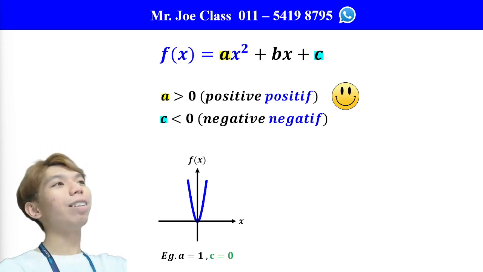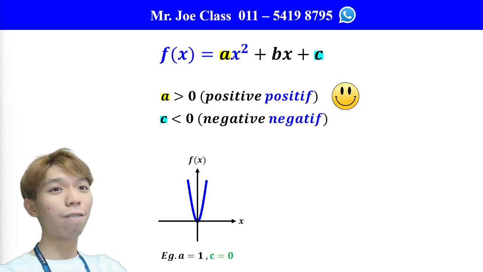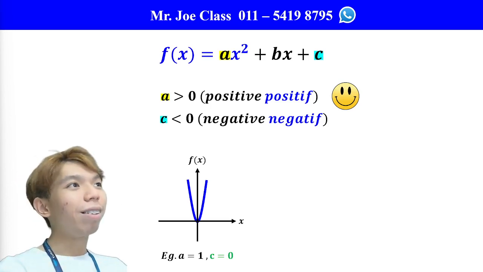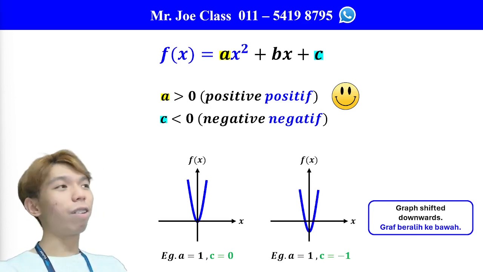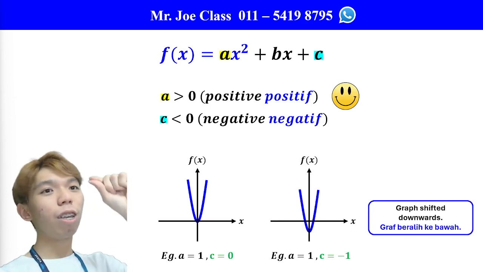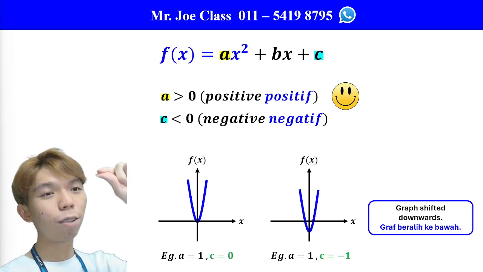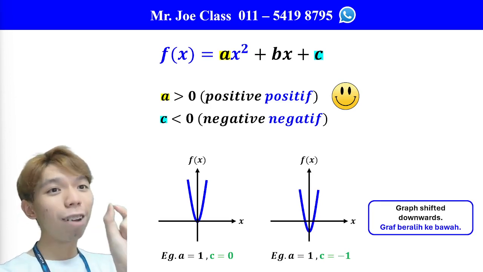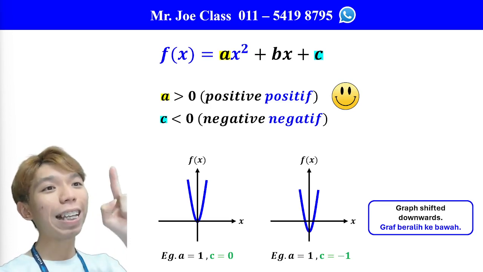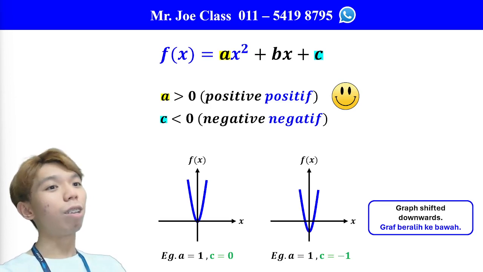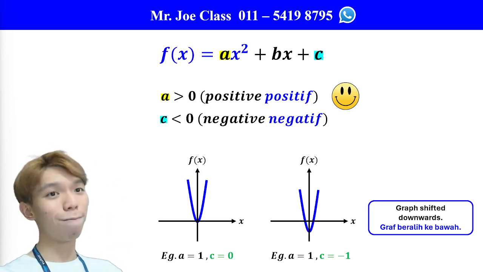Alright, so when it intersects, it intersects at 0, so it lies on the 0, okay, the f(x) is 0. But when the c becomes negative, for instance negative 1, it will drop from 0 downwards, shifted downwards from 0 to negative 1, because the value of c is actually indicating the point where the graph intersects on the f(x). So from 0 to negative 1, shifted downwards, beralih ke bawah.